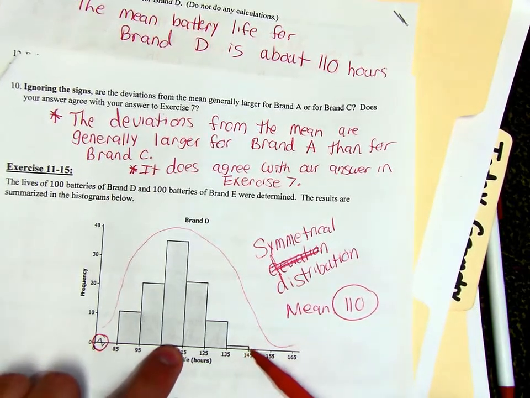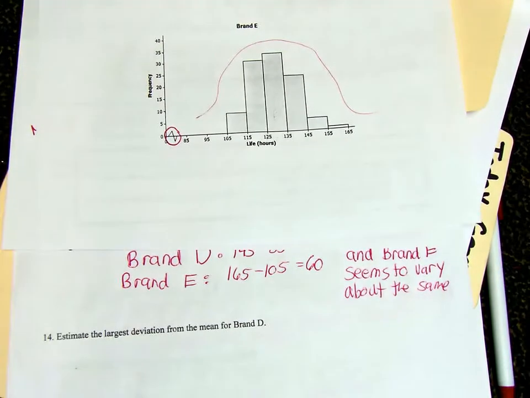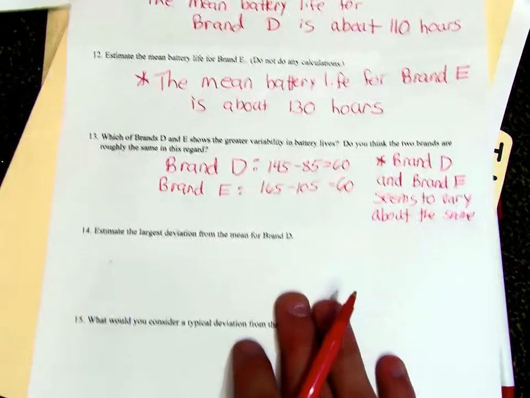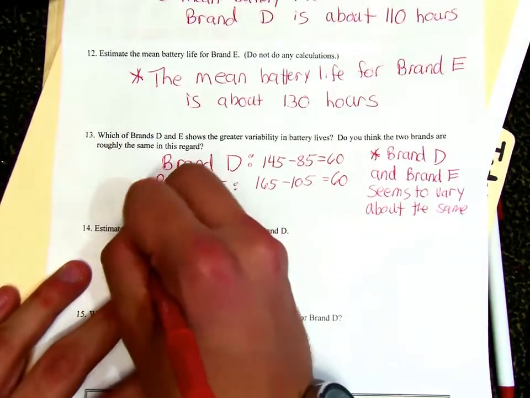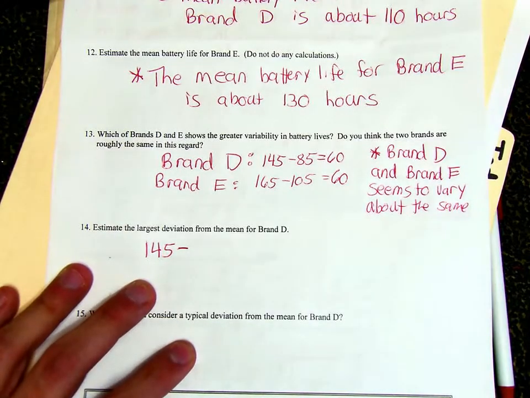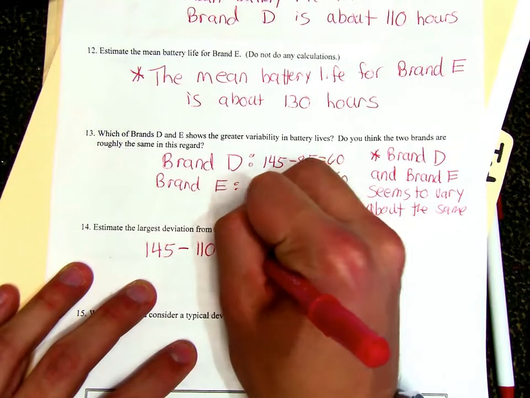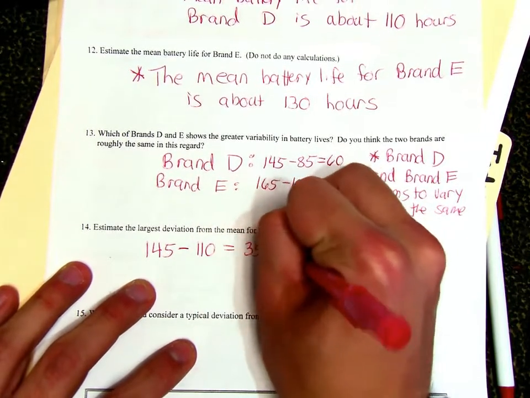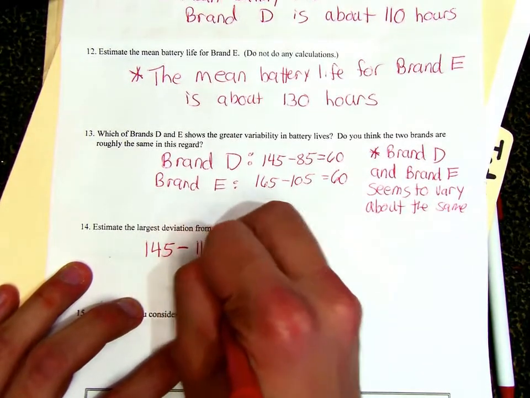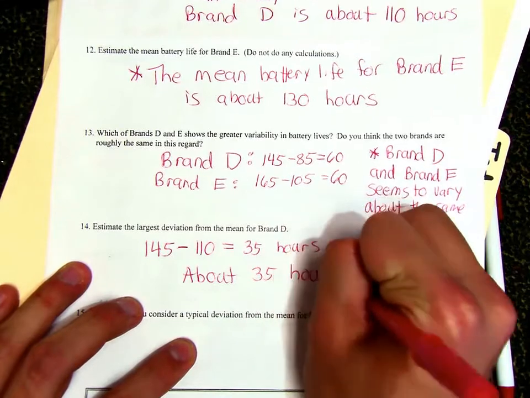So for our estimate of the largest deviation for brand D here, we would do about 145 minus 110, which is equal to about 35 hours. So we're going to say about 35 hours would be the greatest variability.